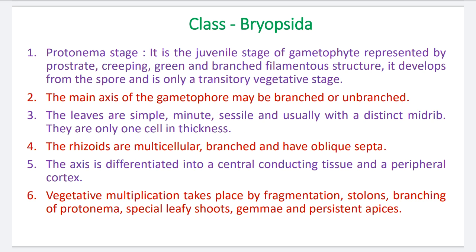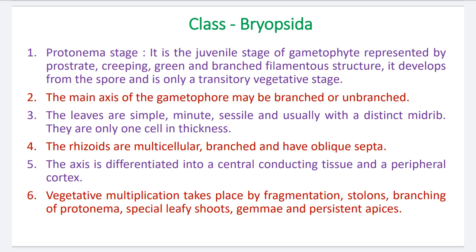The protonema stage is the juvenile, meaning very young, stage of the gametophyte, represented by a prostrate, horizontal to the substratum, creeping, green and branched filamentous structure. It develops from the spore and is only a transitory vegetative stage. It is only an intermediate stage, not the final stage. The final stage is the gametophyte, which develops from the protonema.